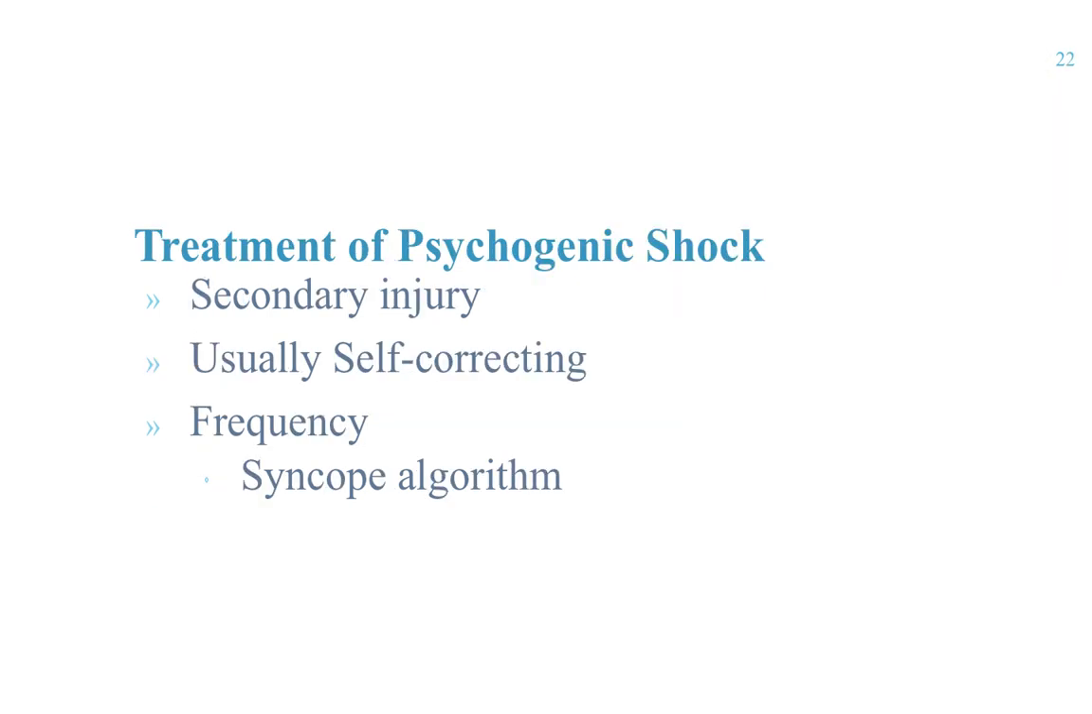So to treat this, the biggest issue is going to be secondary injury. So this is the biggest issue: falling and injuring one's head. It's typically self-correcting unless there's a second injury, right? So if we fall, we hit our head, and that causes another injury. But most of the time, it's self-correcting if it's a one-time thing.